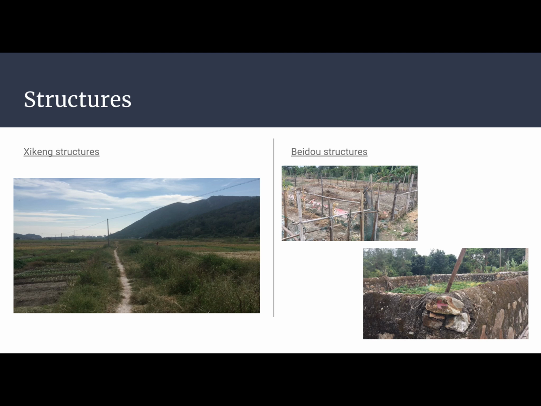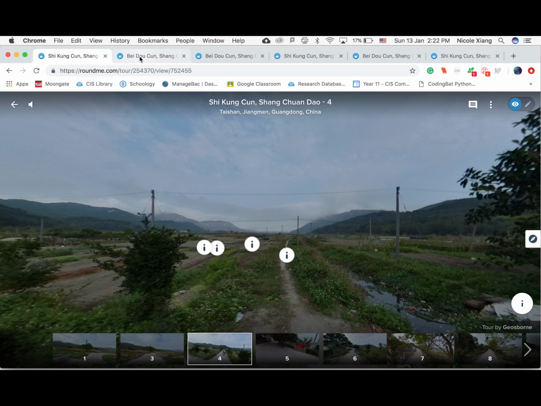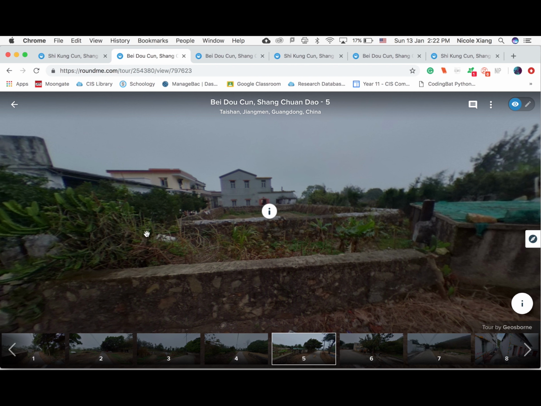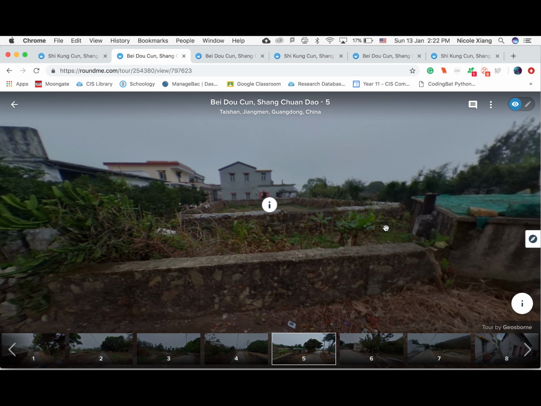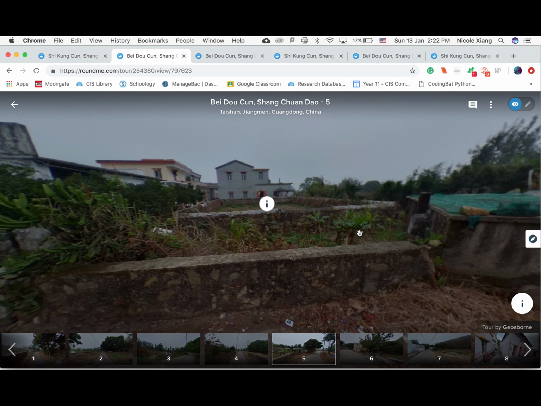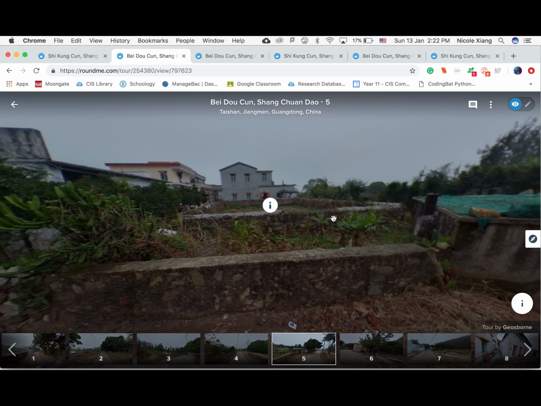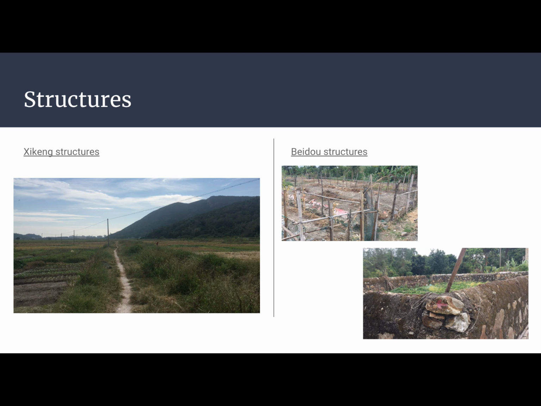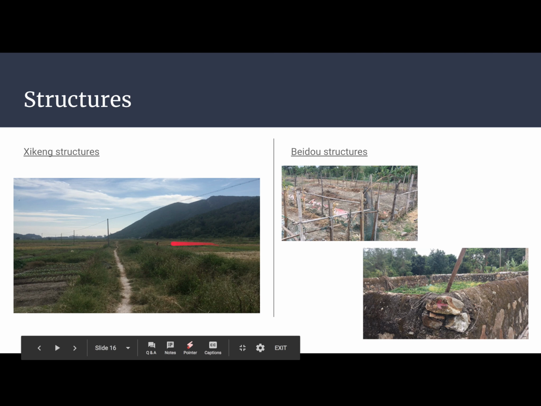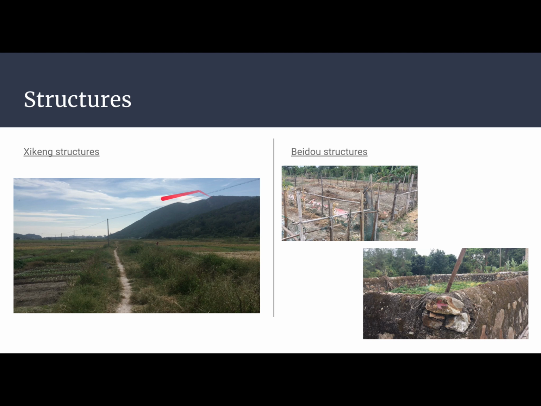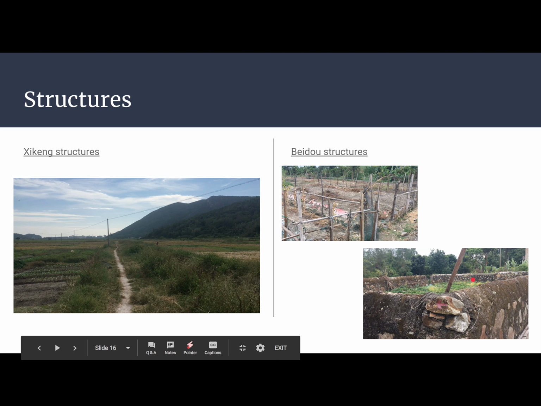Next, structures. Looking back at the Raomi, we can see that plots of land in Beidou are smaller and the plots of land in Xikeng are bigger. What we see here is that in the small individually owned plots of the farmers in Beidou, it allows the farmers to actually build these fences and walls that we see here. And looking at these pictures, we can see that that is actually a unique feature of Beidou. So you can see there are no fences or walls whatsoever in Xikeng, but there are these fences that they built themselves and this wall that protects and surrounds their farmland.